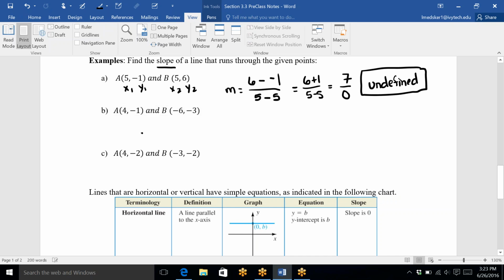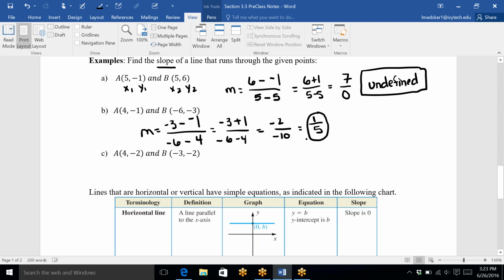This one, we would have m equals -3 is the y2 minus -1 for the y1. The x2 is -6 minus the x1, which is just 4. That makes this -3 plus 1 over -6 minus 4. So that is -2 over -10. And you do want to reduce the slope. Negative over negative makes a positive, and 2 and 10 are both divisible by 2. So we get positive 1/5.